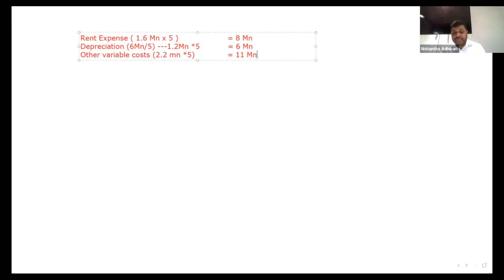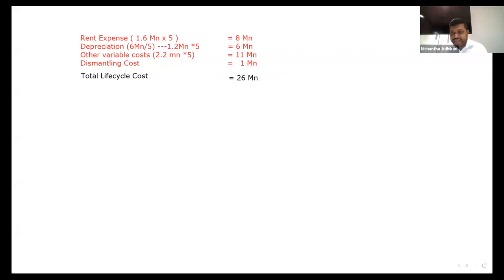Not only that, there's another cost, the dismantling cost. At the end of the period, you have to dismantle this premise, spending 1 million. Now you have to take the total life cycle cost, that means the cost incurred over the life cycle. The total life cycle cost will be 26 million.